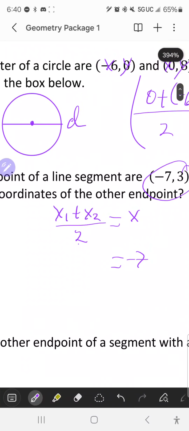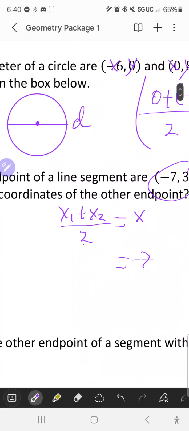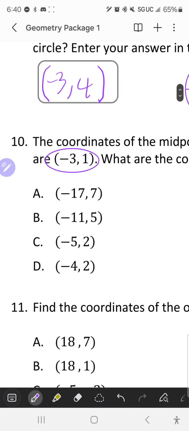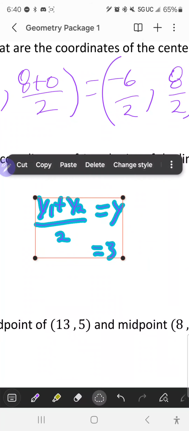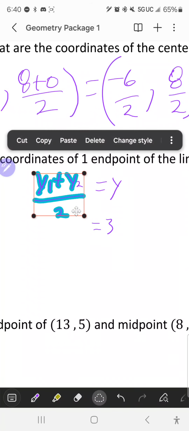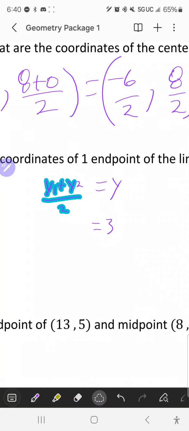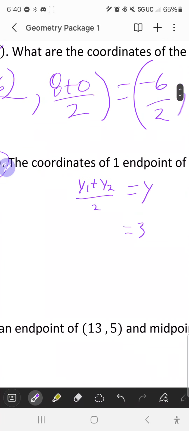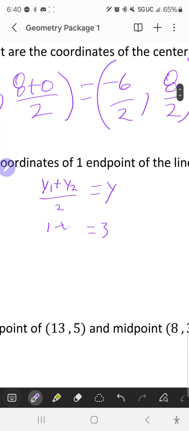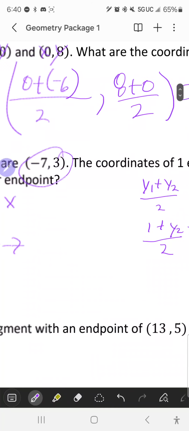I can say that -3 plus x2 divided by 2 equals -7. And here I can say 1 plus y2 divided by 2 is equal to 3.